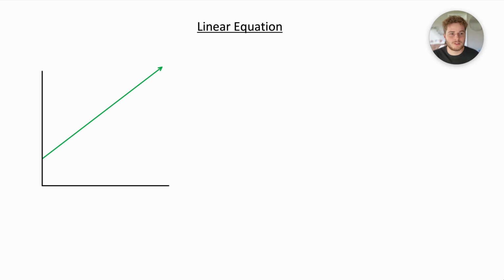Today we're going to talk about the linear equation. We're going to speak on what it is, the properties of it, and how to use it. So to start with, I want to write out the linear equation. This is a good baseline for what is to come.